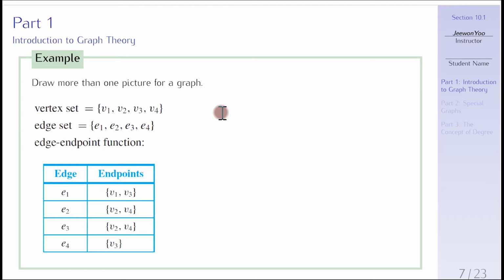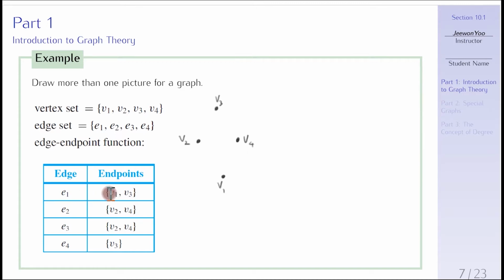Next example is to draw more than one picture for a given graph here. We have V1 up to V4 as a vertex set, E1 up to E4 as edge set, and we have edge endpoint function given as follows. I think the simplest way to sketch more than one picture for a graph is to rearrange the vertices. That's all. For example, let's say I have one vertex form that looks like this. Okay, and then follow this edge endpoint function.